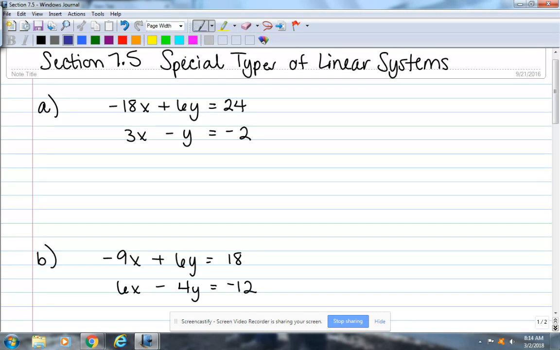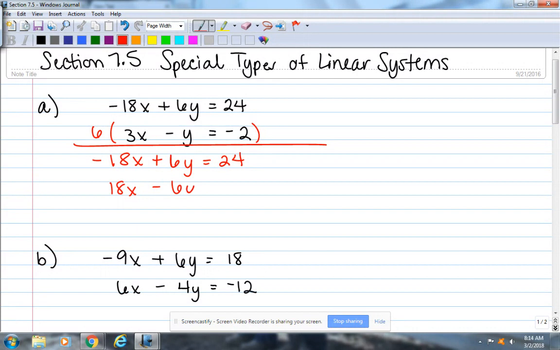Bottom row times 6. Very good. Just like we did on Wednesday. So I'm going to copy the top. No changing. And what's 6 times 3x? And what's 6 times negative y? Negative 6y equals what's 6 times negative 2? Negative 12. Draw your line.